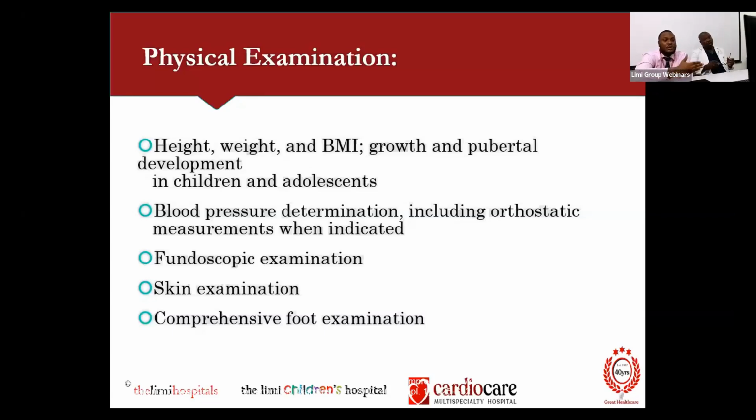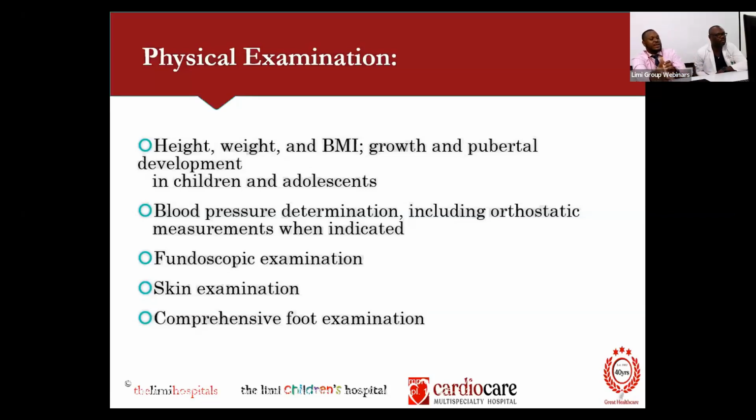And also for children, especially type 1 diabetics, you want to assess their growth pattern and their pubertal development. So you all know that diabetes, especially poorly controlled sugar, can affect a patient's growth and also their pubertal development. So you also want to ascertain what the baseline is on your first interaction with them. And also blood pressure. One of the most common comorbidities with diabetes in our environment is hypertension. So blood pressure is very paramount. You want to know what the blood pressure is.